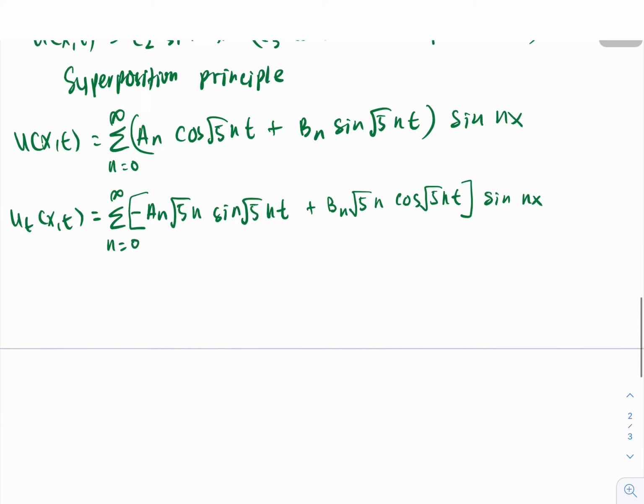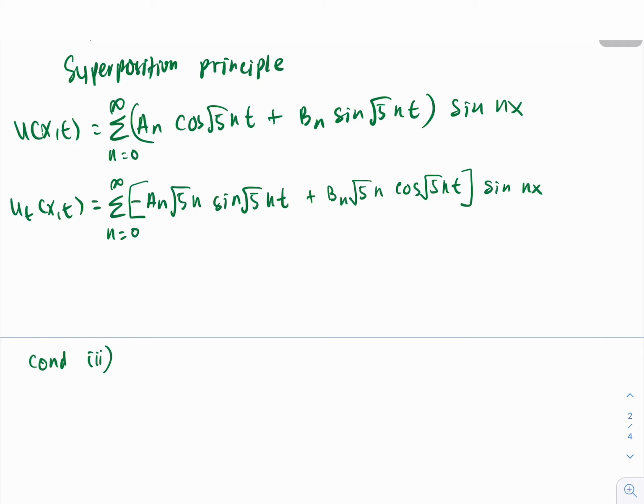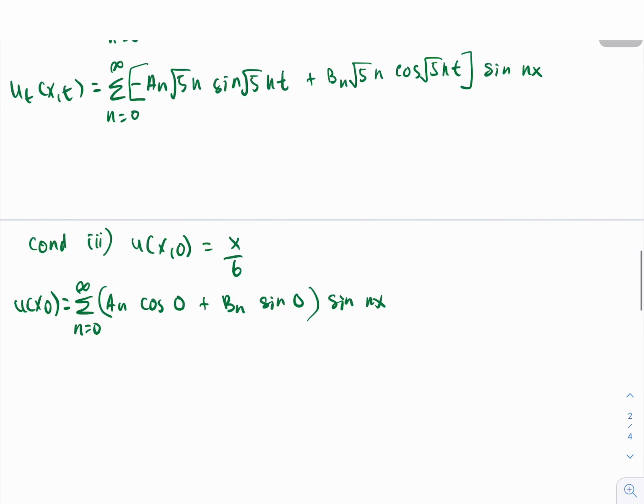Now let's use condition number 3. So condition number 3 is u when time is equal to 0 and the function given is x over 6. So substitute back into our previous u(x,t). So we'll have a_n sin nx. Oh, don't forget, this is equal to x over 6. So as you can see, this is a Fourier sine series.